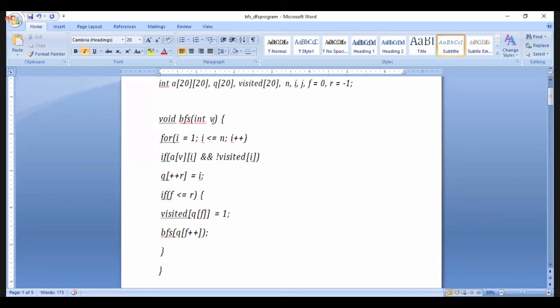Then if front is less than or equal to rear, you all know this condition, and visited of q. So visited of q is equal to 1 means I am marking in the visited array as 1, meaning A is visited. For the recursion call, for both queue and stack we can use recursion. It's not a big question, right? Look at the code, then you can understand.